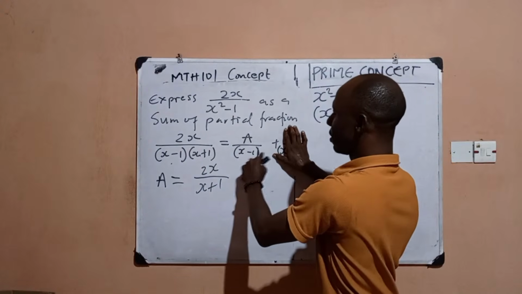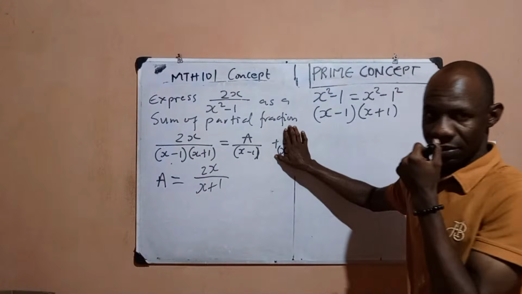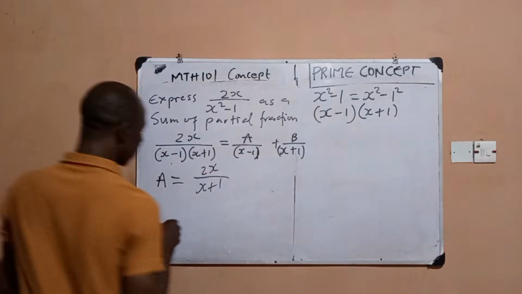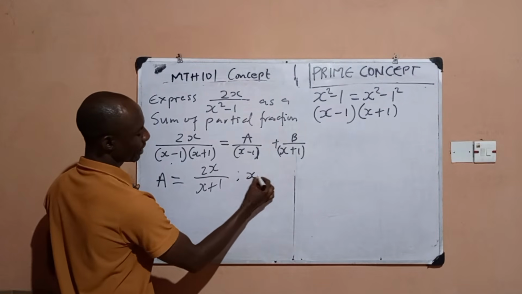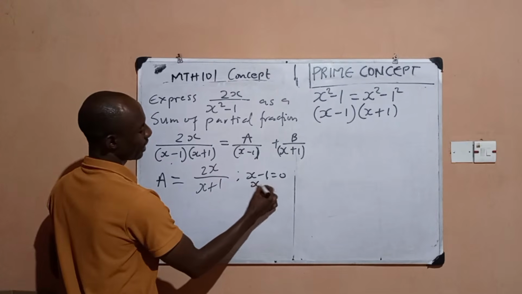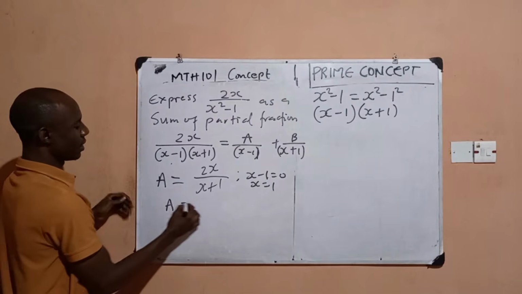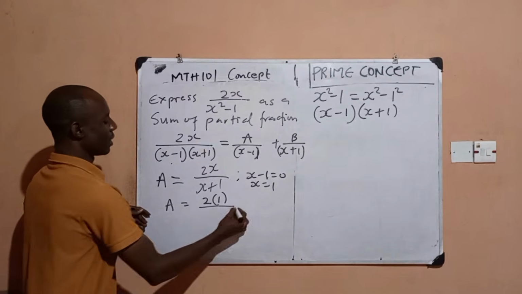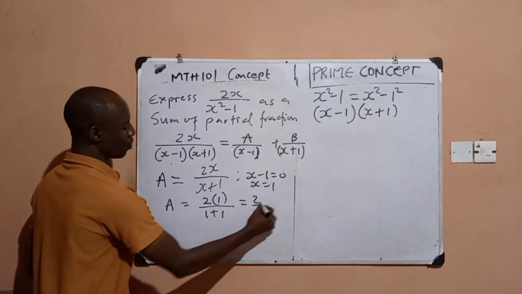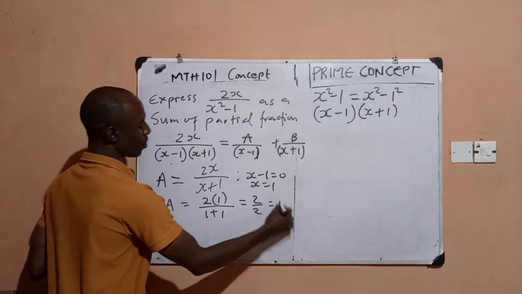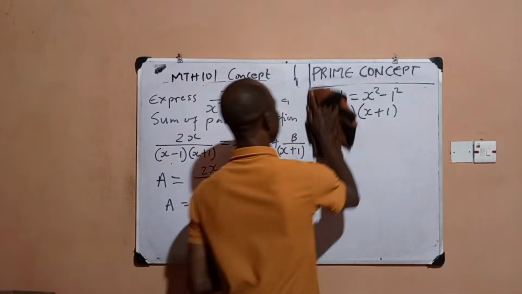For A, this will cancel this, and you're left with 2x over x plus 1. Now, since I'm trying to find A, I'm going to use that thing under A, which is x minus 1 equals 0, x equals 1. So anywhere I see x, I'll put 1. So A is 2 times 1 over 1 plus 1, which is 2 over 2. So A is 1.